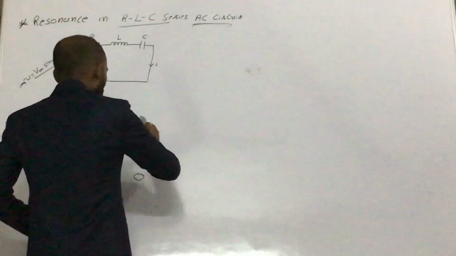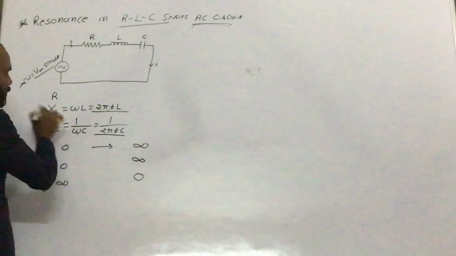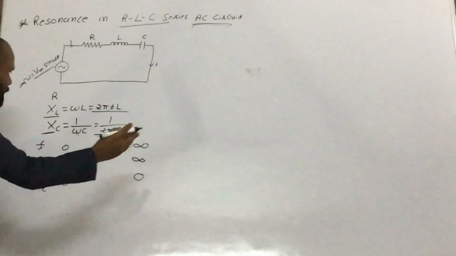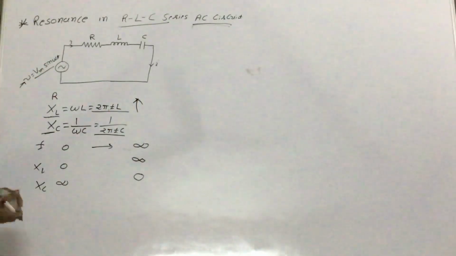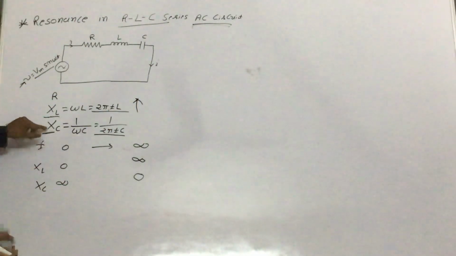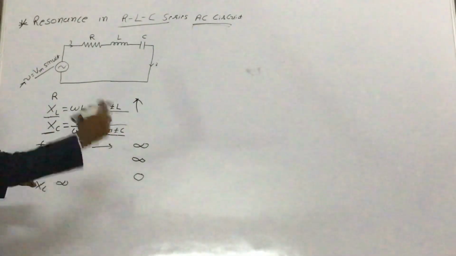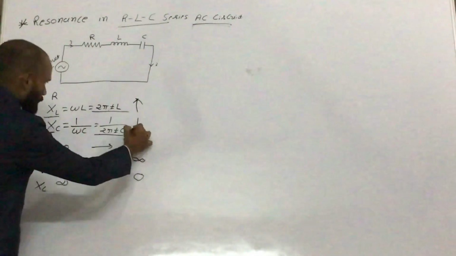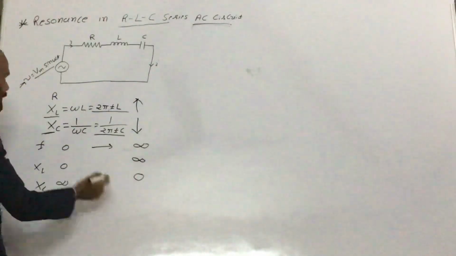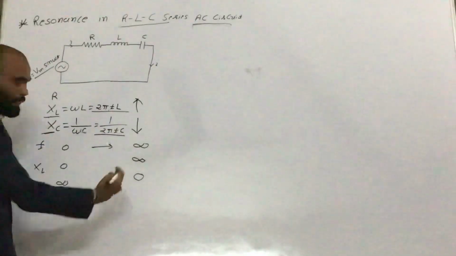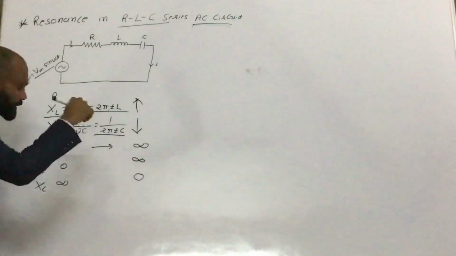Now when we increase the frequency, what happens? Frequency is directly proportional to XL, so if we increase the frequency, XL increases. Capacitive reactance XC is inversely proportional to frequency, so if we increase the frequency, XC decreases. So as we start increasing the frequency from 0, the value of XL is increasing and XC is decreasing.